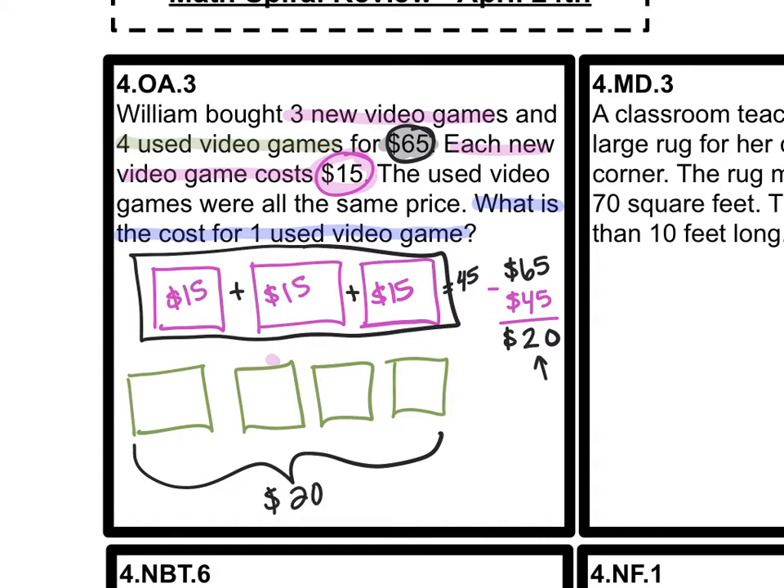So what I'm going to do to figure this problem out is I'm going to take this $20 and divide it by the number of video games, which is 1, 2, 3, 4. So 20 divided by 4 is going to be 5. Which gives us the answer. So all these used video games each cost $5. And with our question being, what is the cost for one used video game? One used video game is going to cost us $5.